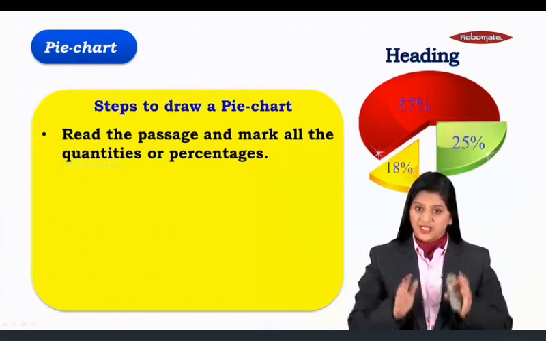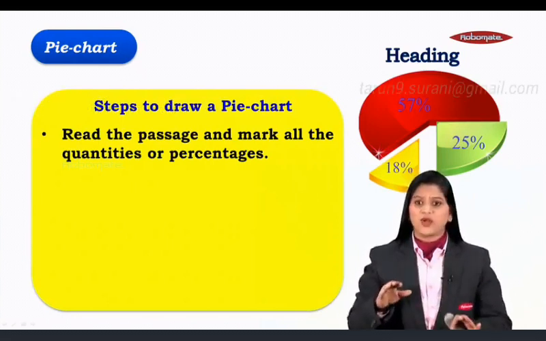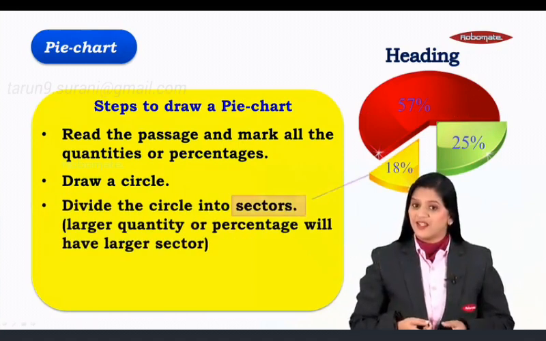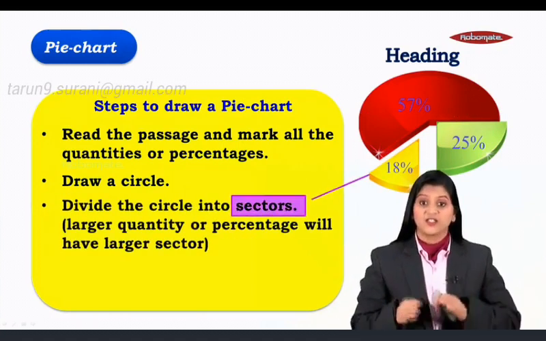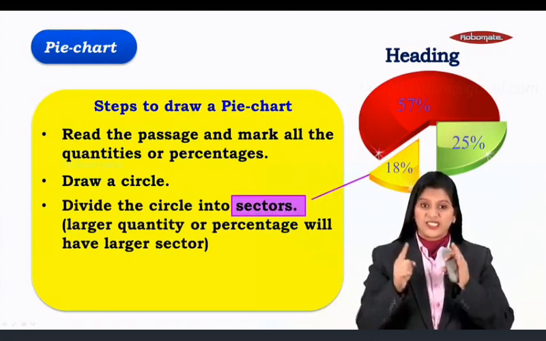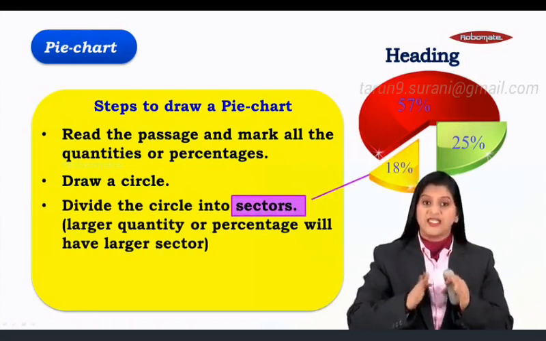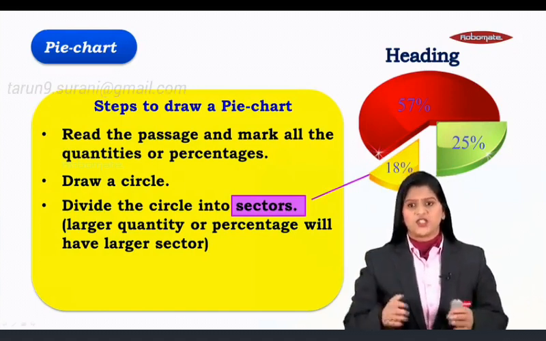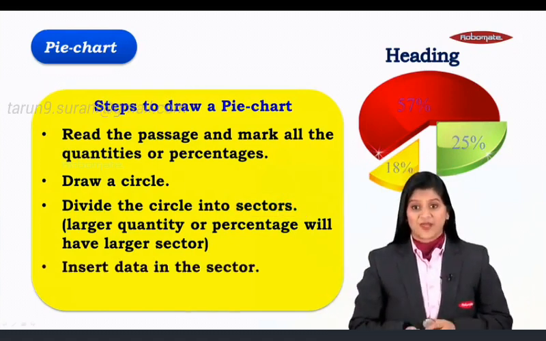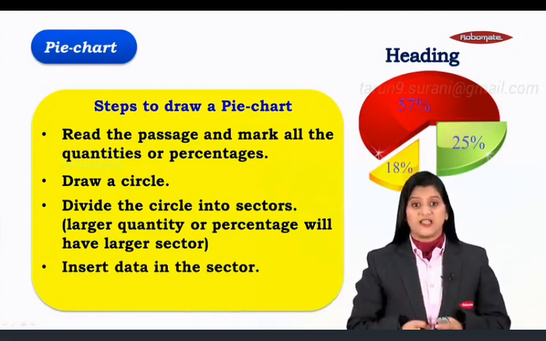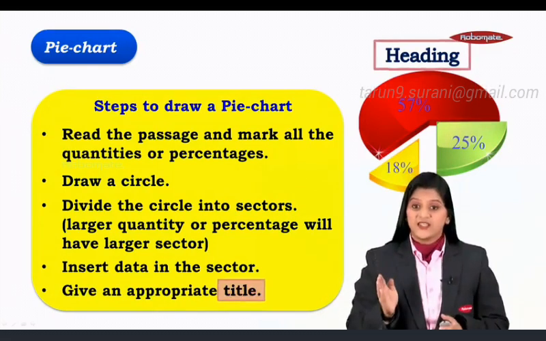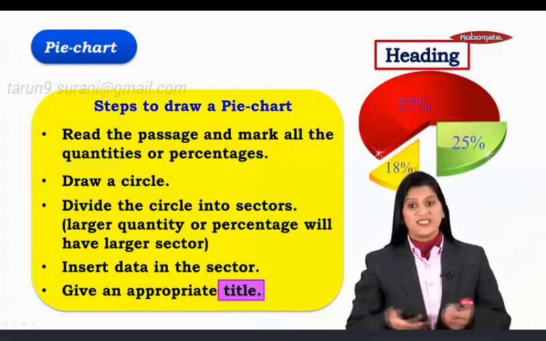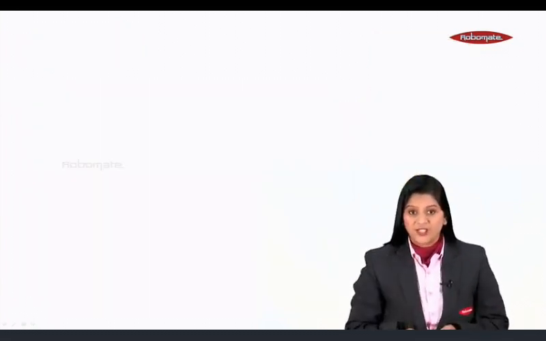First of all, read the passage and mark all the important quantities or percentages. Then draw a circle. Divide the circle into sectors. Now, do you see each part in the circle is a sector? Larger quantity or percentage will have larger sectors. Okay. Then insert data in the sector. Give an appropriate title at the end of it. So, these are the easy steps you'll have to follow to draw a pie chart.